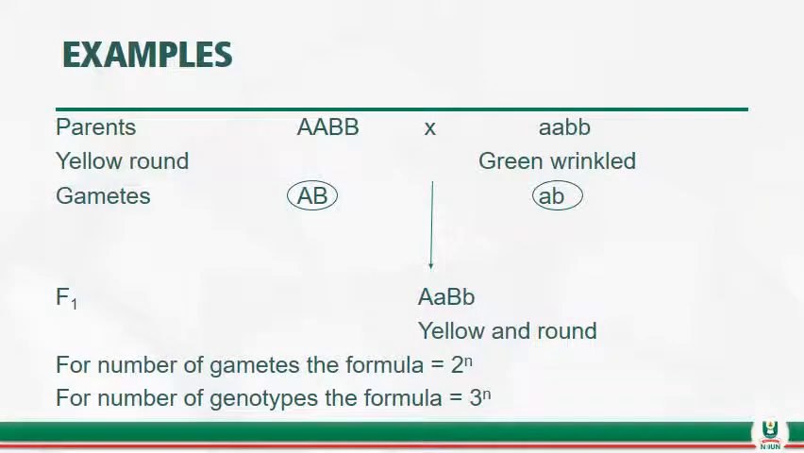An example is here also. These are the parents, capital A, capital B by small a and small b, and these are the gametes that are produced. So when you combine them, then you get an F1 like this, yellow and round, heterozygous for yellow and round. To make things easier, if you want to know the number of gametes that are formed from any kind of cross, this is the formula you use, 2 raised to power n, where n is the number of gene pairs. And for the number of genotypes, you use this formula, 3 raised to power n.